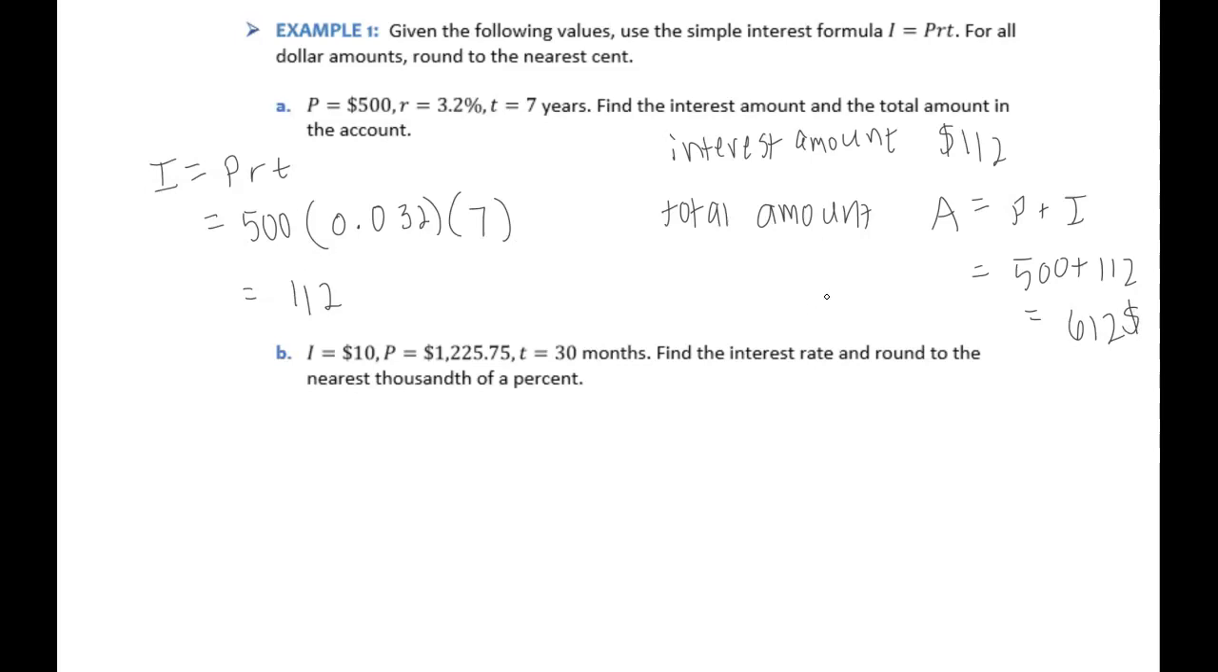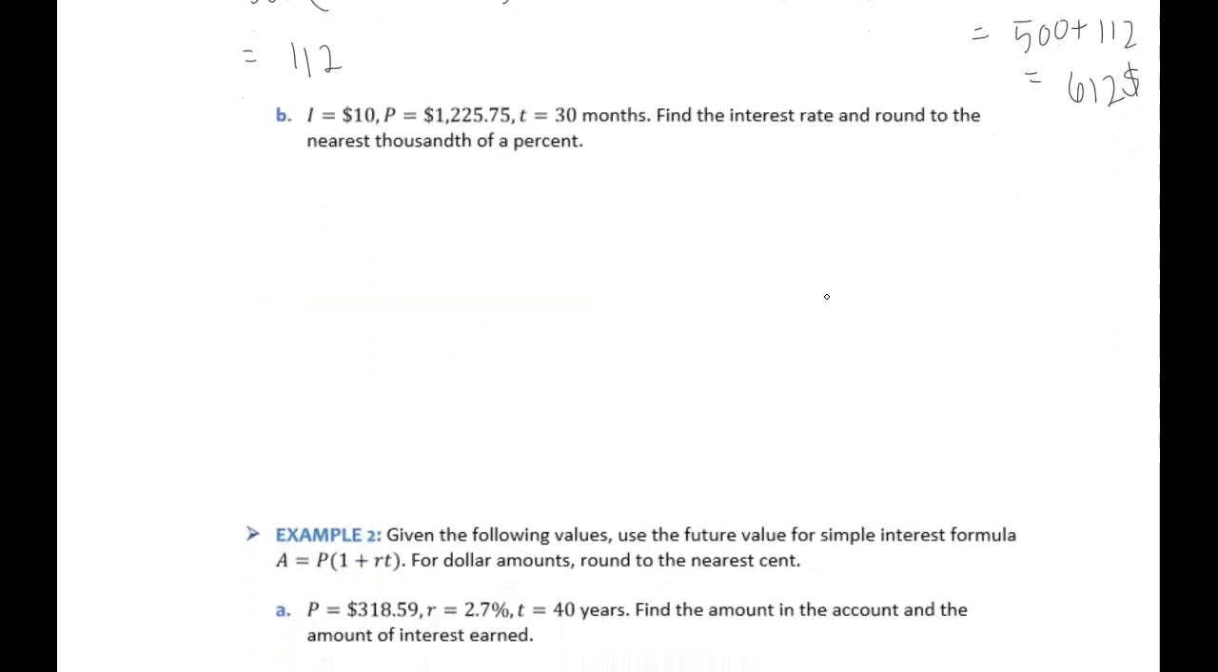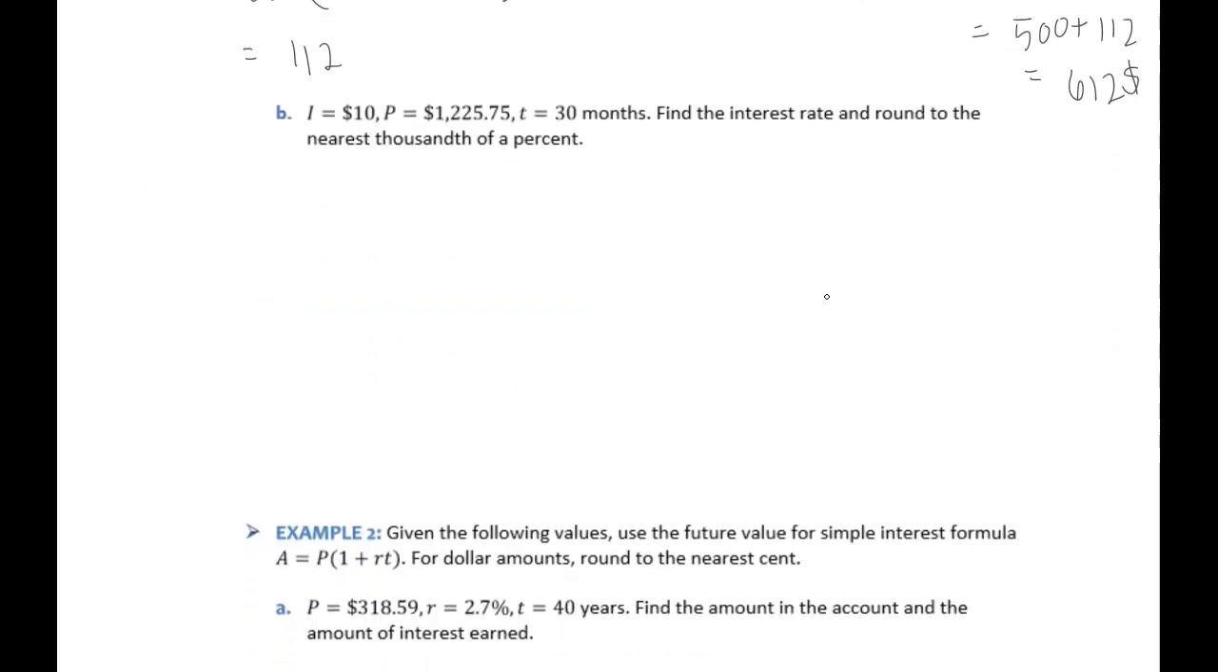Okay. Part B. What if the interest is equal to $10? The principal is $1,225.75, and time is 30 months. So I want to use the I equals PRT formula. This time I am told to solve for the interest rate. You'll notice that is the one variable I'm not given, so it makes sense that's the one I'm solving for.